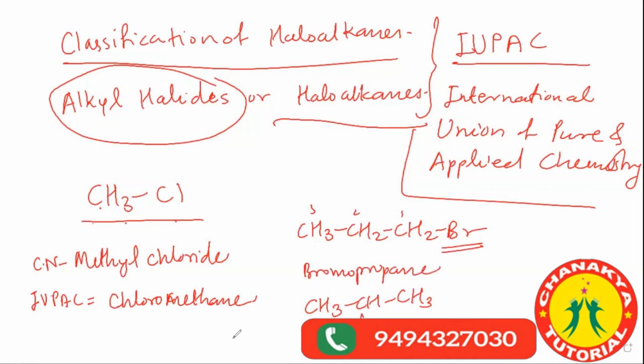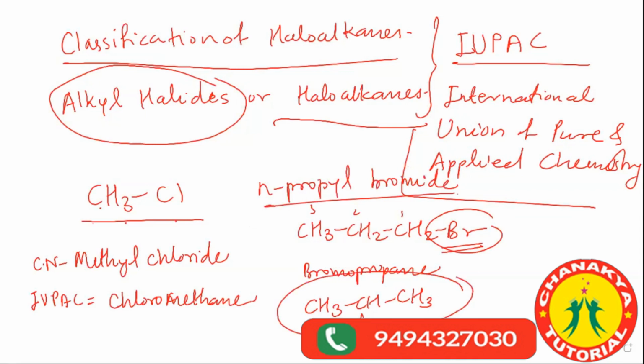Now, tell me about the common name. It's a straight chain alkane attached to bromine, right? So this is normal, n-propyl bromide. Very good. What about this? 2-chloropropane. This chlorine is attached to the second carbon, right? So commonly it is called isopropyl chloride. Got it?